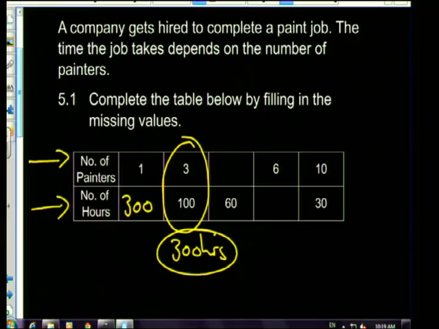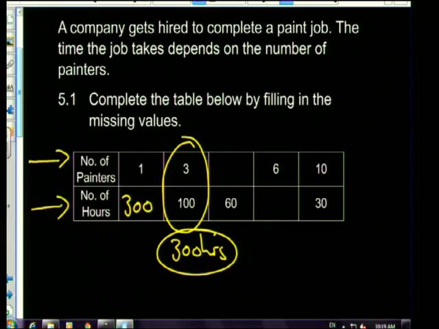But what happens if one guy had to do that job alone? How many hours would it take him? It would take him 300 hours. It would take him 3 times as long, not 3 times less. And that's where matrics tend to make a big mistake with this type of question. So if I've got one painter, it's going to take me 300 hours. How many painters do I need if it's going to take me 60 hours?